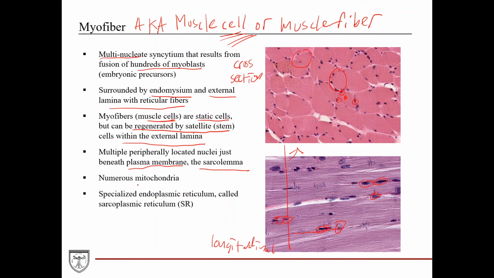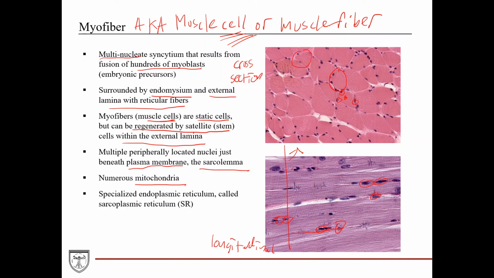Muscle cells also have numerous mitochondria. They need a lot of energy to produce muscular contraction and muscular force. So it makes sense that they would be loaded with mitochondria. That's also what contributes to this eosinophilic appearance of the cells on H&E staining.